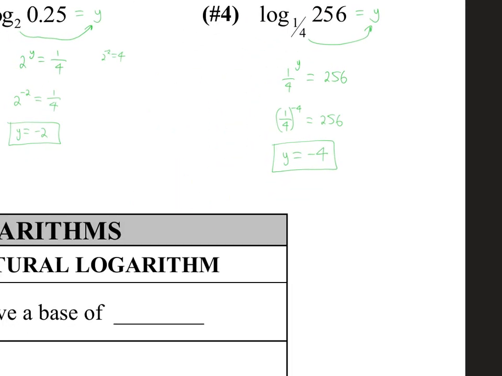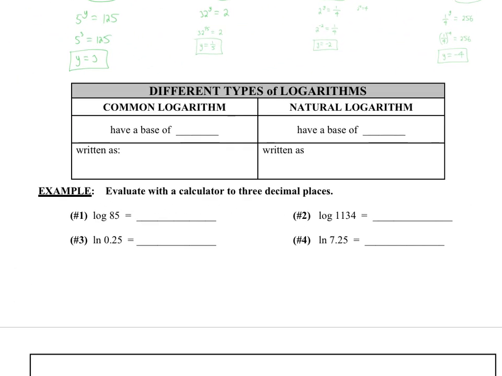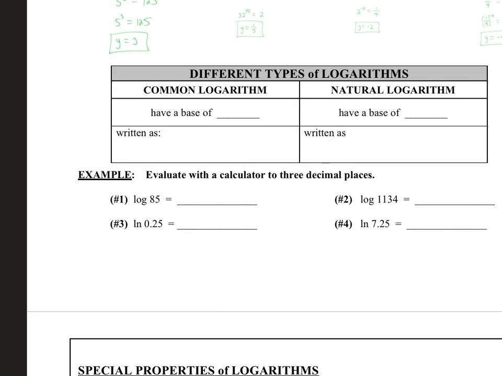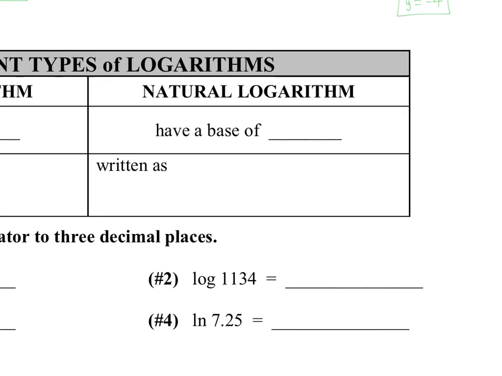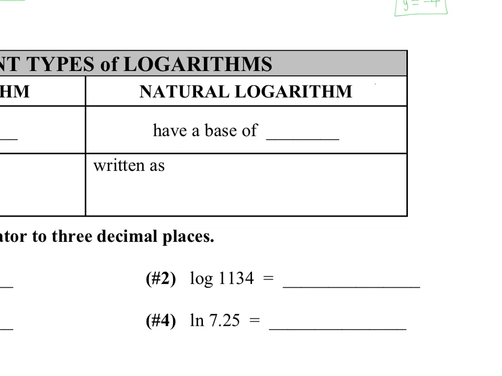All right, moving on. Here we go. So different types of logarithms. We have common logarithms, and we have natural logarithms, and then we have regular. It all depends on what kind of base we have here, okay? So a common logarithm, most of the numbers that you work with have a base of 10. But a natural logarithm, which is ln on your calculator, is going to have a base of e.